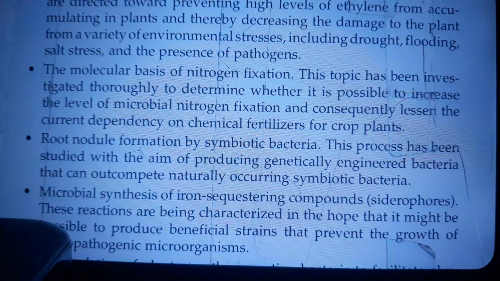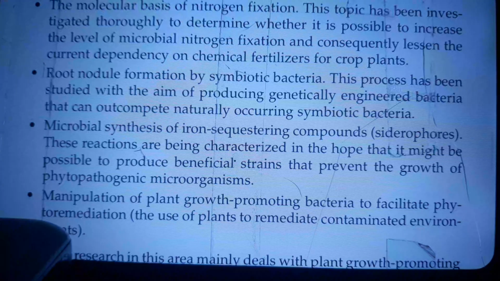The use of bacteria to lower ethylene levels in plants. These studies are directed toward preventing high levels of ethylene from accumulating in plants, and thereby decreasing the damage to the plant from a variety of environmental stresses, including drought, flooding, salt stress, and the presence of pathogens. The molecular basis of nitrogen fixation. This topic has been investigated thoroughly to determine whether it is possible to increase the level of microbial nitrogen fixation and consequently lessen the current dependency on chemical fertilizer for crop plants.